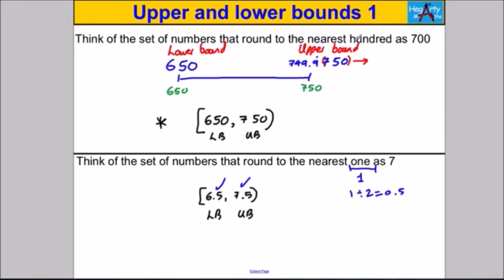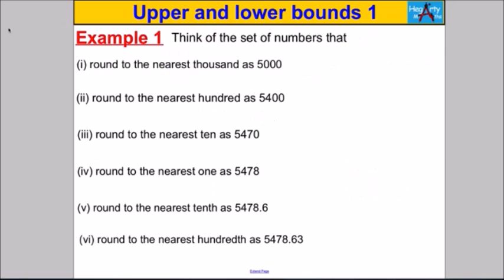Let's try it up here. Someone told you that this was rounded to the nearest 100. You half 100, and you get 50. You do 700 take away 50 to get the lower bound. You do 700 add 50 to get the upper bound. A really quick way of getting them. So let's use that technique to answer the following.